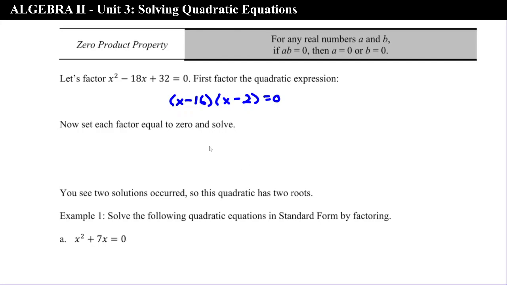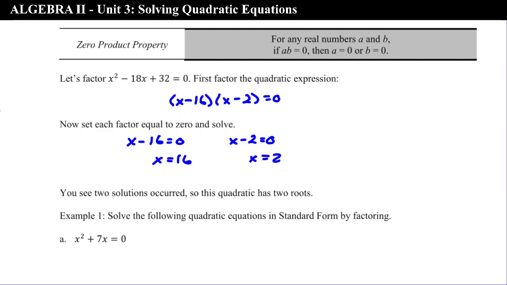Well, now that we factored it, we know that either this first term, x minus 16, has to be 0, or x minus 2 has to be 0 to make this statement true. So we're going to split up those two parts and solve each of them independently to find out what our x values are. And we can very easily find that x is either 16 or x is 2. So if you put either of these values into your original equation, you will end up with a true statement. It will equal 0. So you see here that two solutions occurred, so this quadratic has two roots.